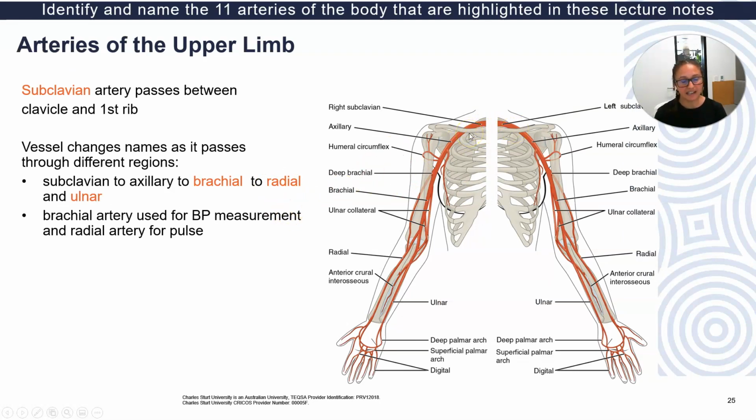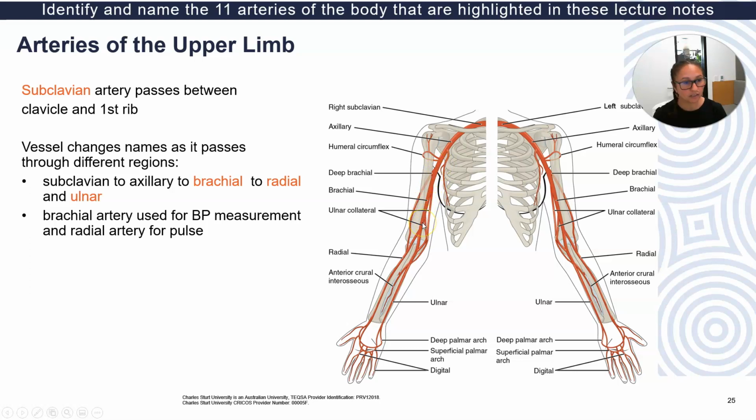Now what you need to understand is that blood vessels change their name depending on where you are. So let's follow this blood vessel, subclavian. When it changes names, so when you get to here, it's called the axillary. It's the exact same blood vessel, it just changes its name. And when you get to here, it's called brachial.